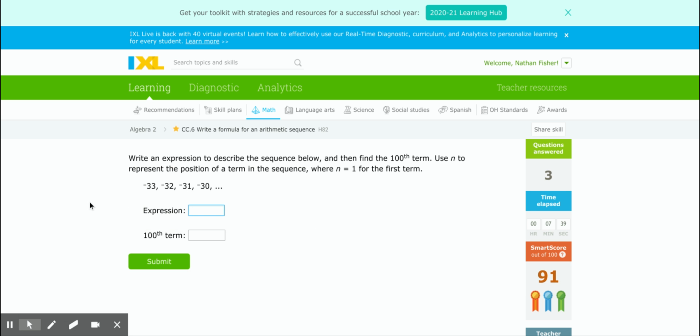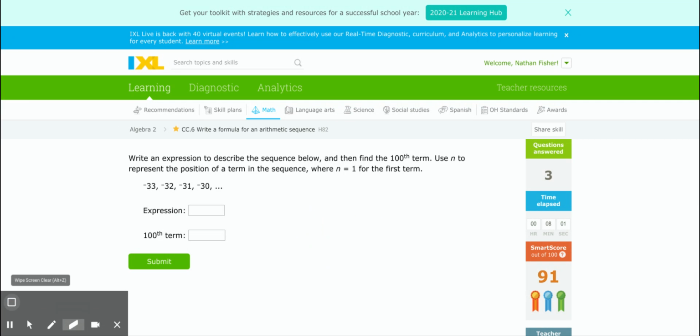Let's do one more. For this one, it looks like you're counting by ones and you're going up one each time because you're getting closer to the positives. 1n. Remember, that means 1 times n. If I'm at 1 but I need to start at negative 33, I need to take away 34 to get down there.